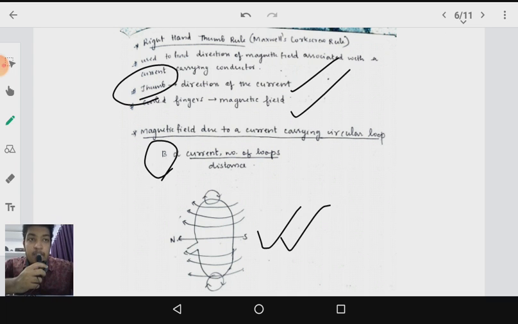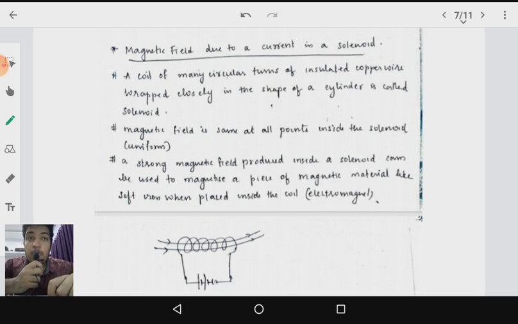This field diagram, the field line representation of a circular loop, is important. Now let us talk about the magnetic field due to a current in a solenoid. Now what is a solenoid? A solenoid is just like a spring.